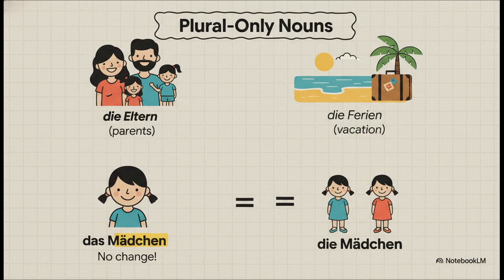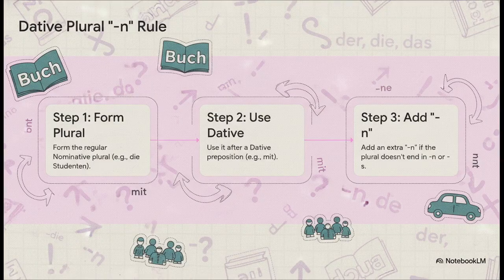And here is an awesome shortcut for you. Any word that ends in chen or lein, those are called diminutives, they never ever change in the plural. Das Mädchen, the girl, becomes die Mädchen, the girls. How great is that?